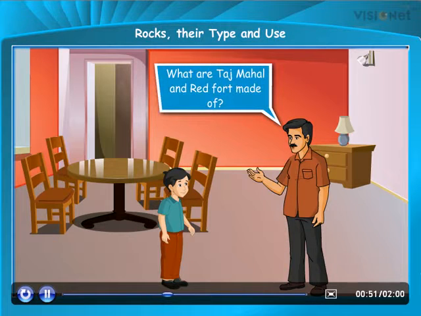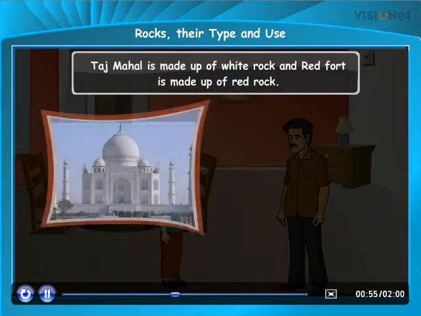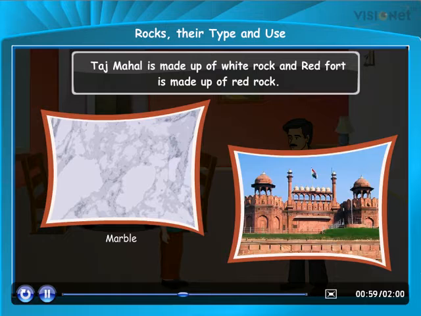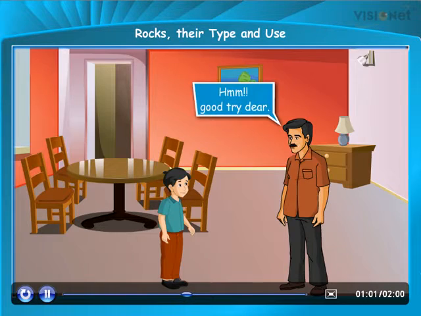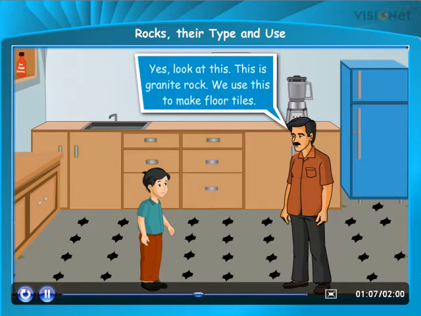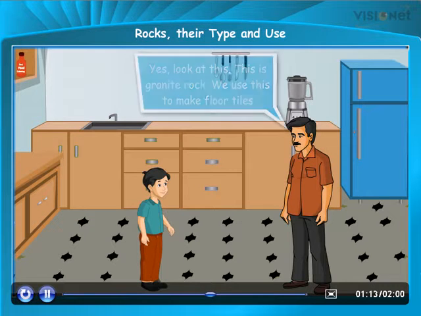What are Taj Mahal and Red Fort made of? Taj Mahal is made up of white rock and Red Fort is made up of red rock. Good try dear. These rocks are hard. Yes, look at this. This is granite rock. We use this to make floor tiles.